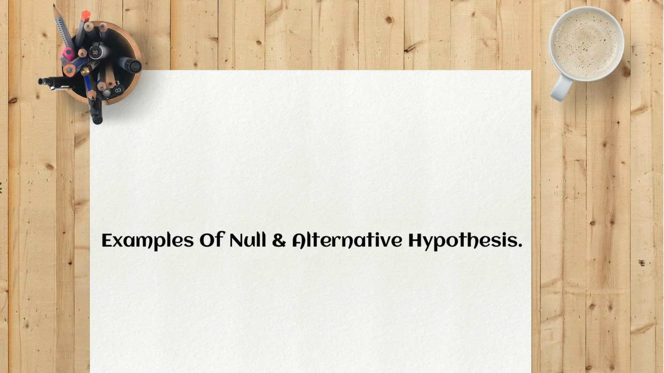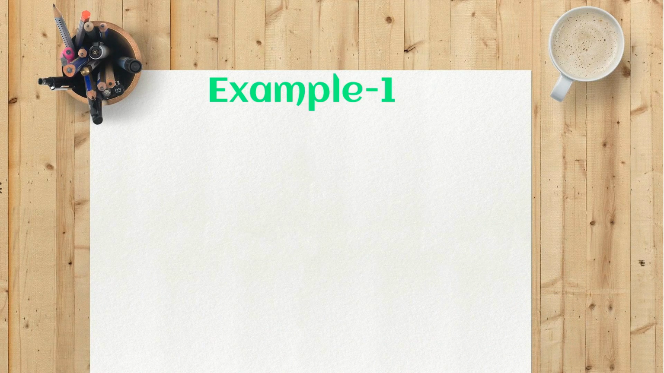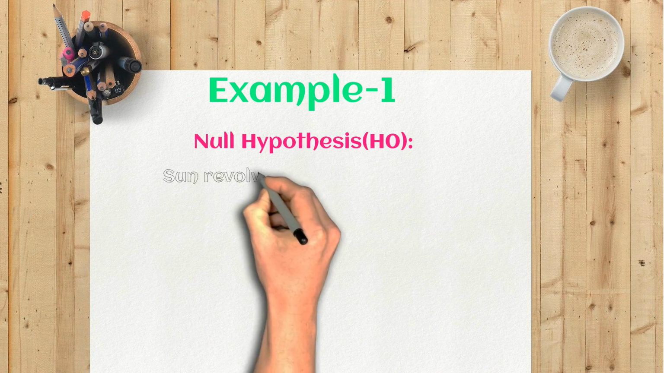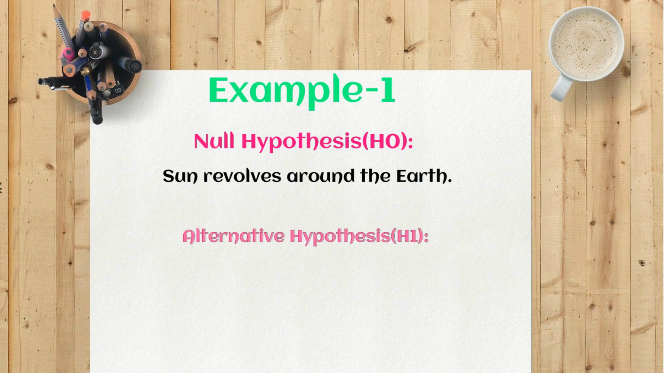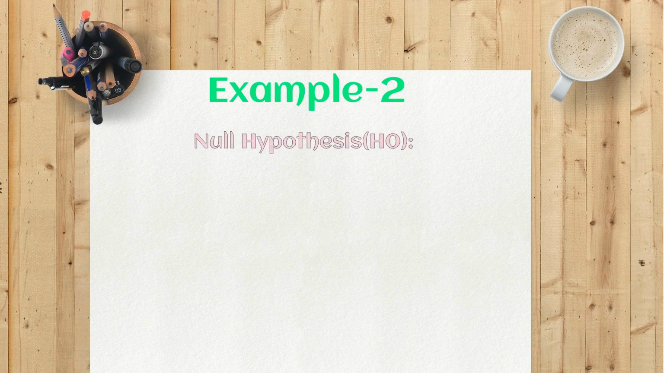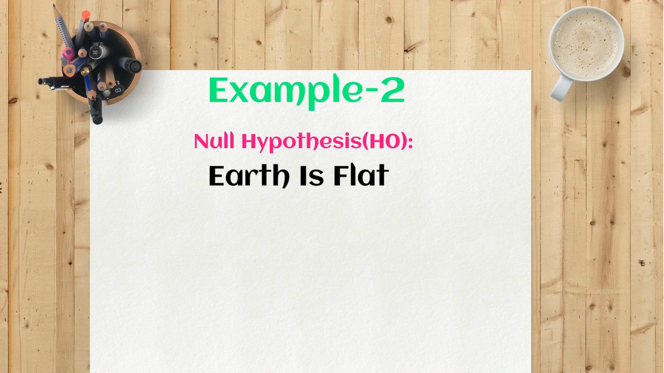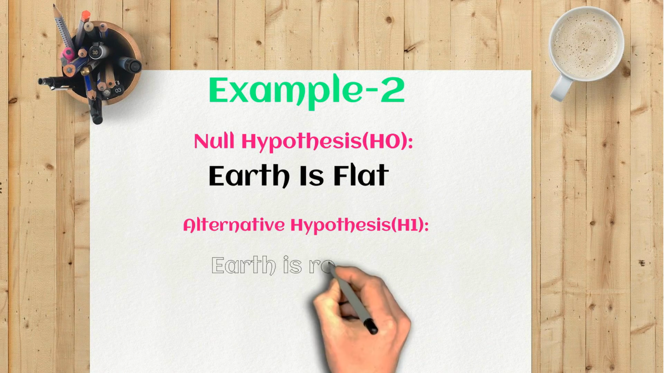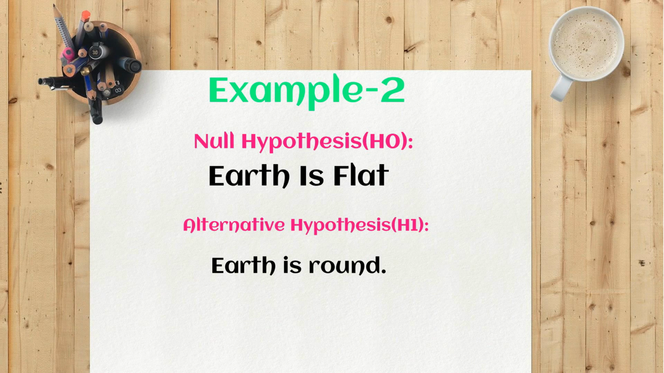Examples of null and alternative hypothesis. Example 1. Null hypothesis, H0: Sun revolves around the Earth. Alternative hypothesis, H1: Earth revolves around the Sun. Example 2. Null hypothesis, H0: Earth is flat. Alternative hypothesis, H1: Earth is round.